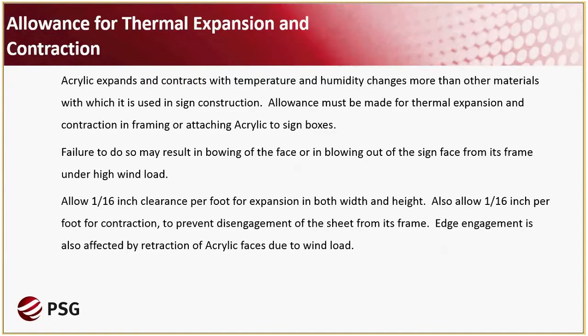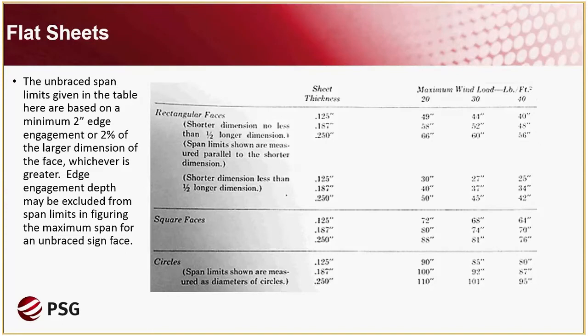Thermal expansion was usually 1/16 clearance per foot per expansion, both width and height, and allowing 1/16 for contraction to prevent disengagement. Edge engagement was assured by a hanging strip at the top of the sign box. Flat sheets, the unbraced. My Bible, when I was a young designer, was the Roman Haas sign manual. So I borrow very extensively throughout this seminar from this book, from which all other sign material companies accommodated.